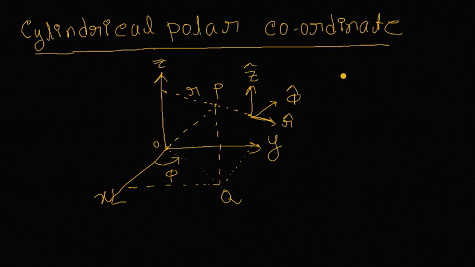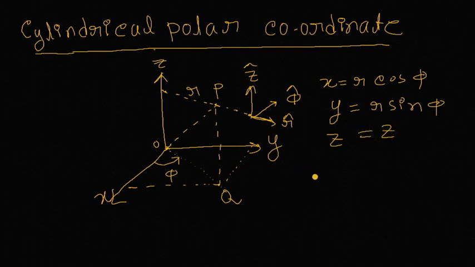In this case, we can write this straight line has a length of r. So obviously, as this straight line and this OQ straight line are parallel to each other, this OQ straight line will also have a magnitude of r. So we can write x as r cos phi, y as r sin phi and z as z.